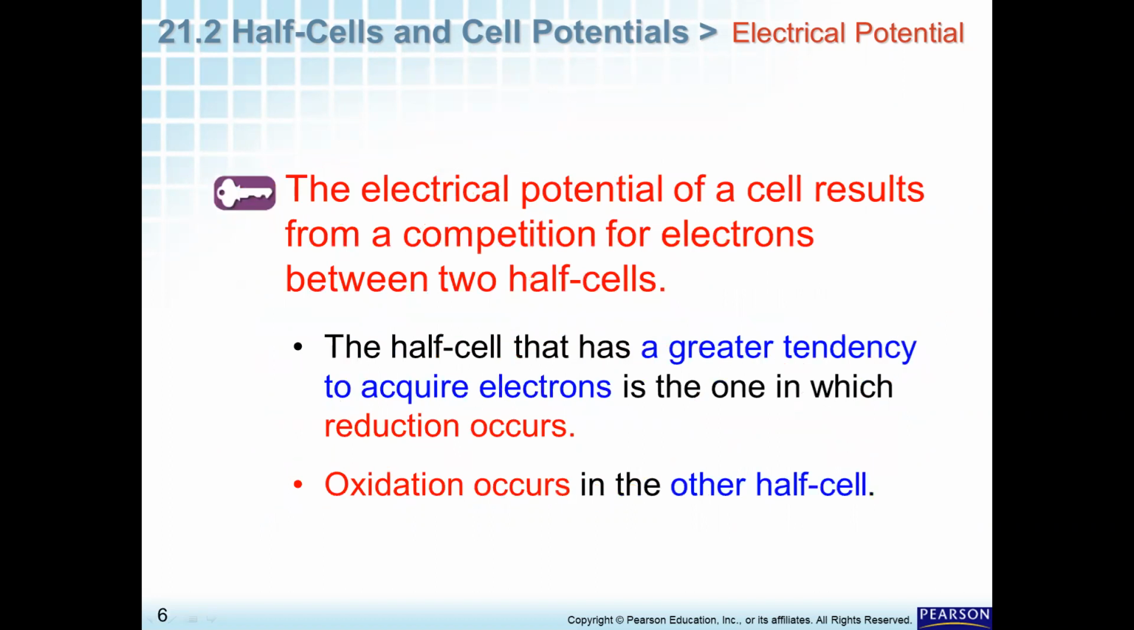So the electrical potential of a cell results basically from a competition, because it's the difference. That's a competition between the two half cells on the electrons. Which one will gain the electrons? Now, the one which has the greater tendency to gain the electron is the one which will undergo reduction, right? Because basically reduction is about gaining electrons. So the half cell that has a great tendency to acquire electrons is the one which will undergo reduction and will be on the cathode side. By default, the other one will be for oxidation. This is going to be our main job here.